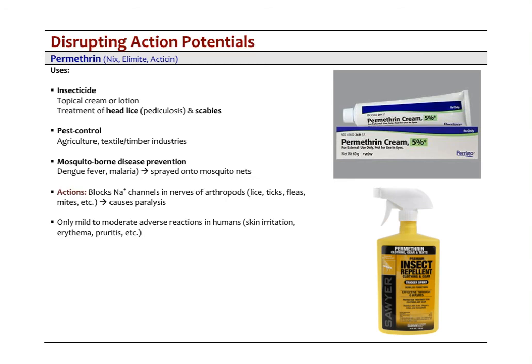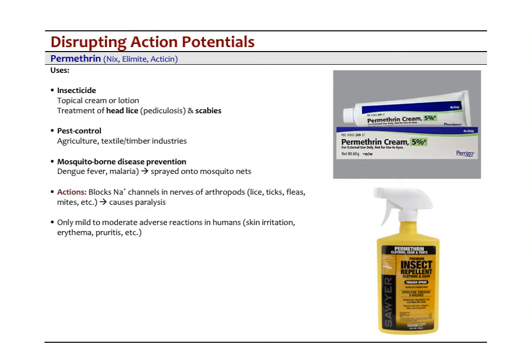And one final example of how to disrupt action potentials would be permethrin. It goes by the name of Nix or Elimite or Acticin. Permethrin is used as an insecticide. It's used to treat head lice and scabies. Also pest control in agriculture and the textile and timber industries, and used to prevent mosquito-borne illnesses, it's sprayed on mosquito nets in tropical areas.